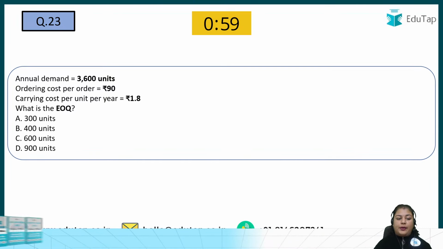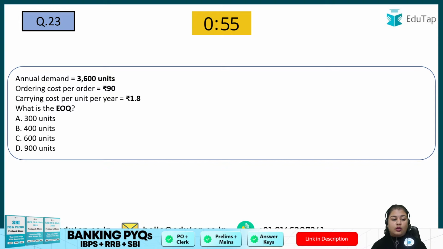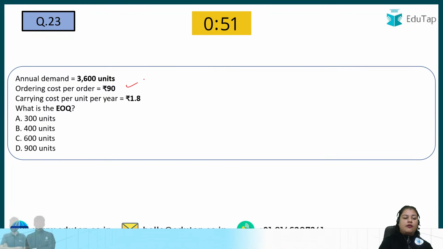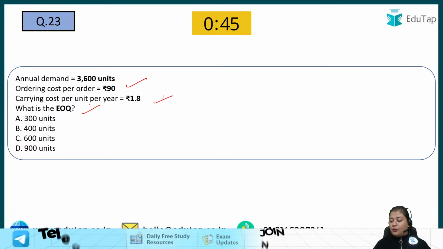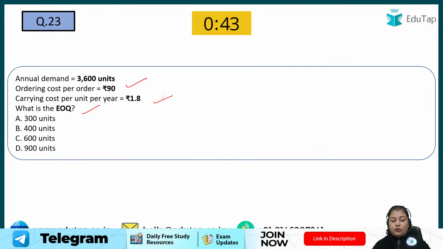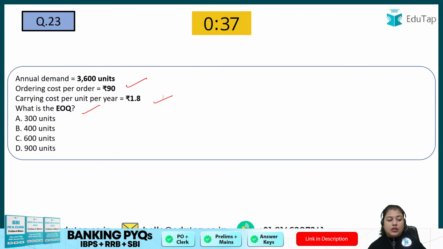Next, question number 23, again a numerical based question. I'll wait for you to solve this. Annual demand is given to you, ordering cost per order is given to you, carrying cost per unit is given to you, and you have to find out the EOQ. What is EOQ? Economic order quantity. So please tell me the correct answer in this case.